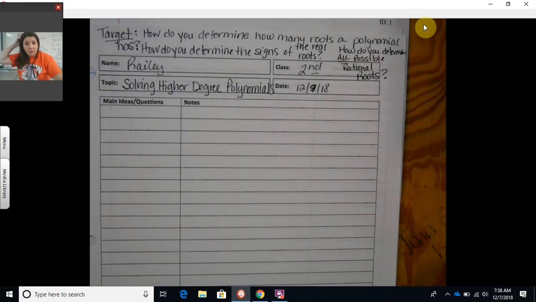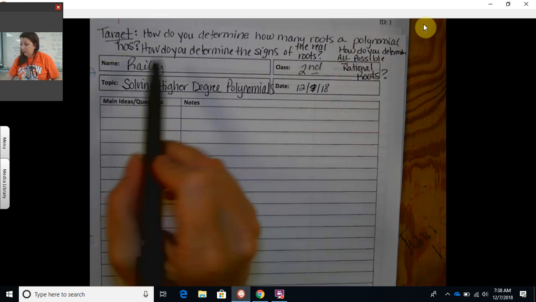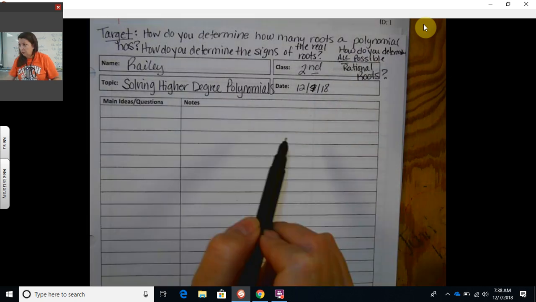How do you determine the signs of the real roots? This part, second question? Is that what you asked? Yes. Yeah, that's what I asked.